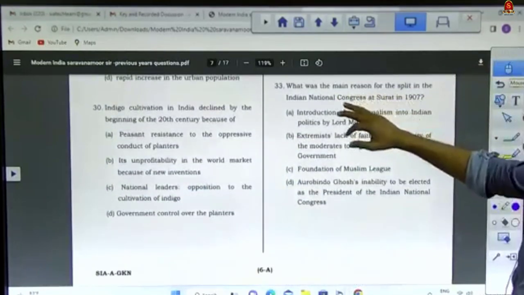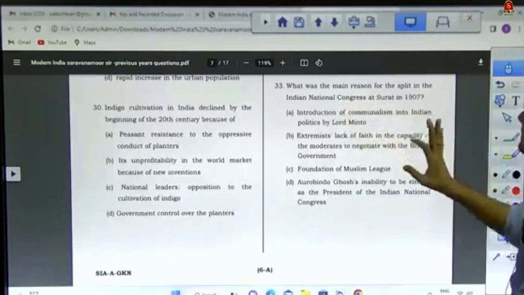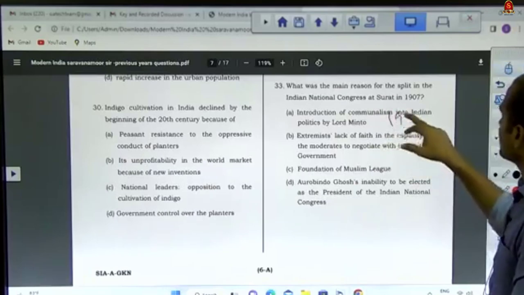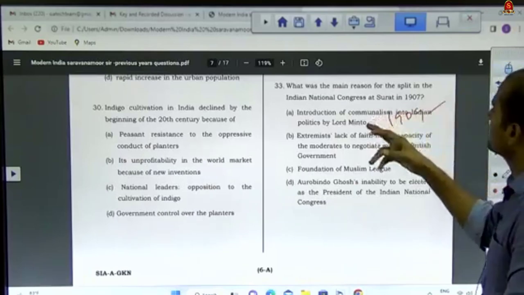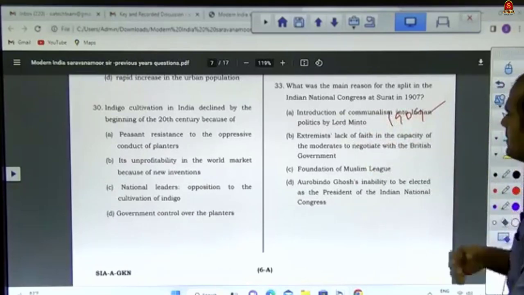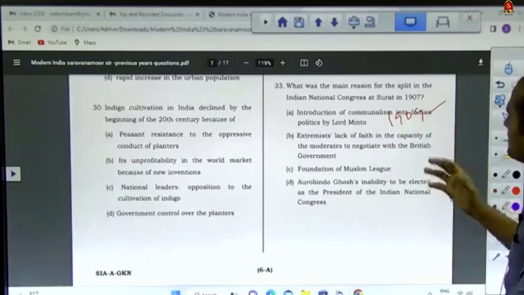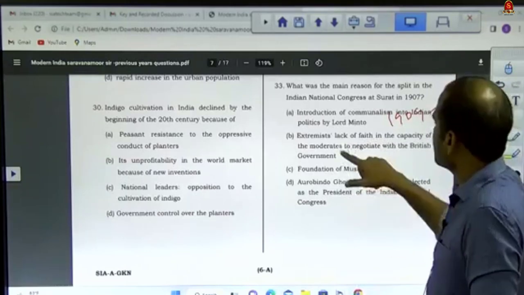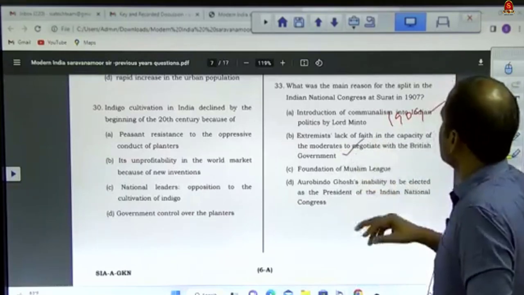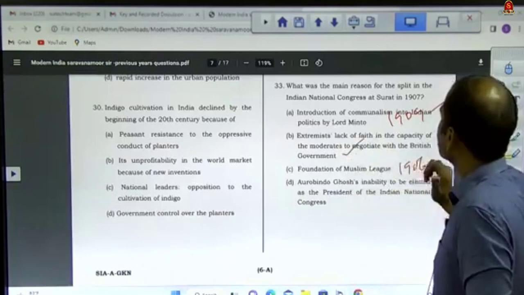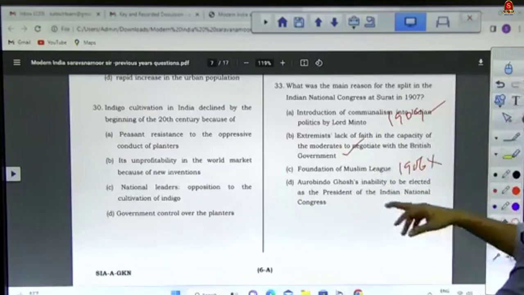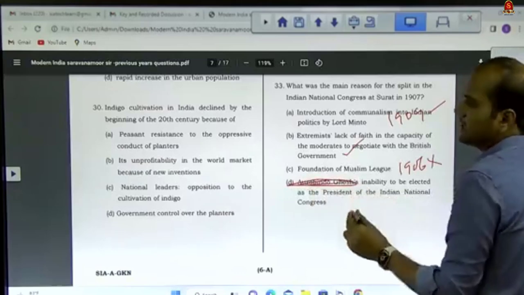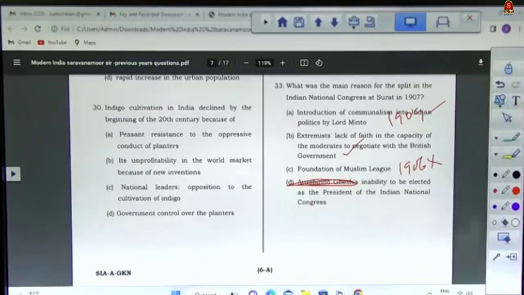What was the main reason for the split in the Indian National Congress at Surat? Introduction of communalism in Indian politics by Lord Minto? No, that is 1909. And the partition of Bengal as well as the separate electorate system for the Muslims in 1909, that was not it. Extremists' lack of faith in the capacity of moderates to negotiate with the British rule, this is considered right. Foundation of the Muslim League in 1906 was in no way related. That's different. Aurobindo Ghosh's inability to be elected as president, not Aurobindo Ghosh's, it is B.G. Tilak's inability to be elected.